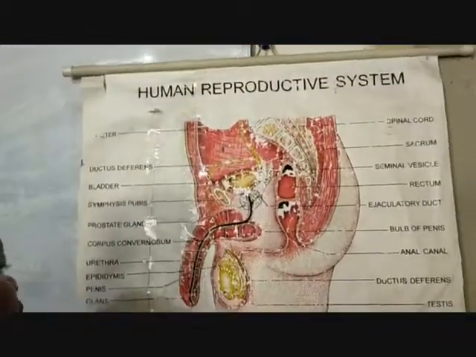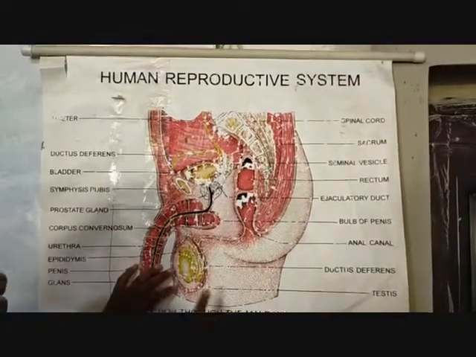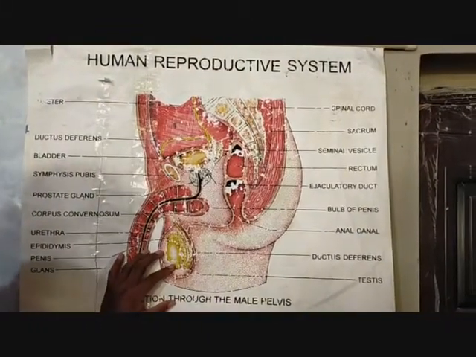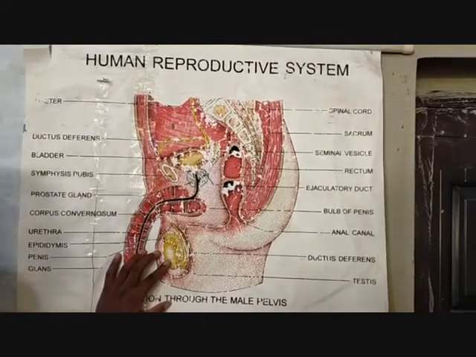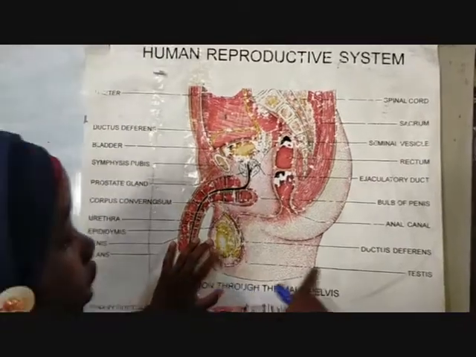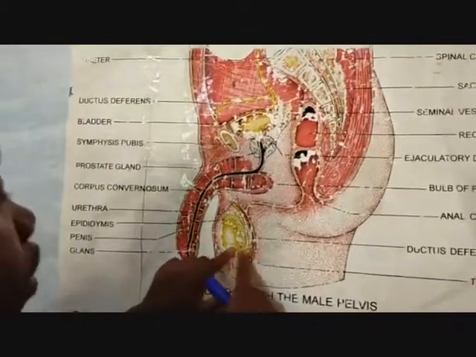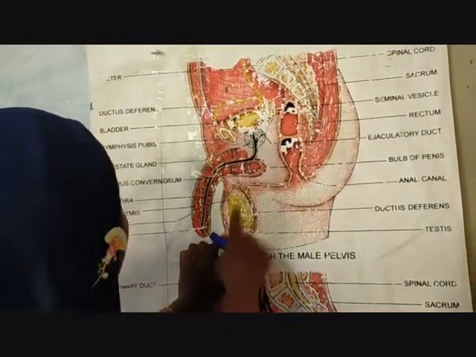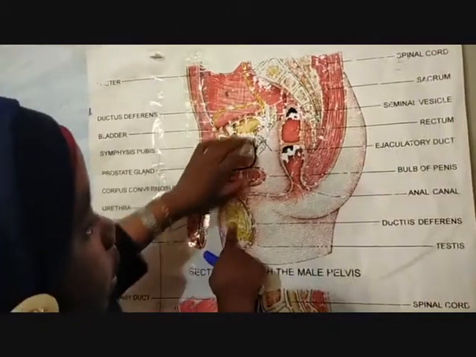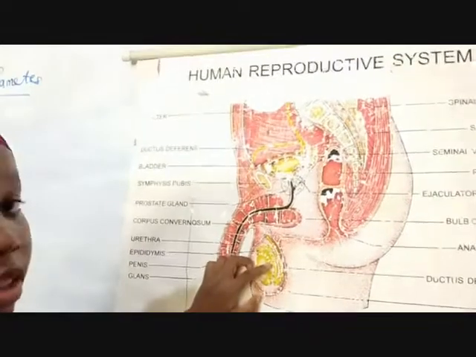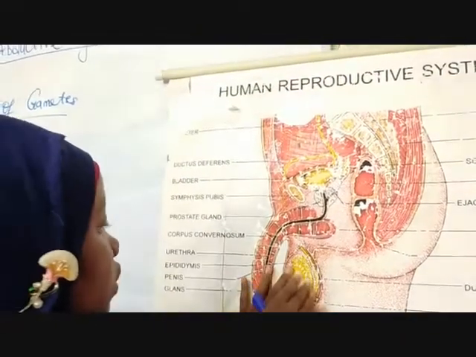For the male reproductive system, we start with the testes. This is where the male gametes are produced. What are the male gametes? The scientific term is spermatozoon, or the sperm in short. This is where the sperm is produced, by some tubules within the testes called the seminiferous tubules.